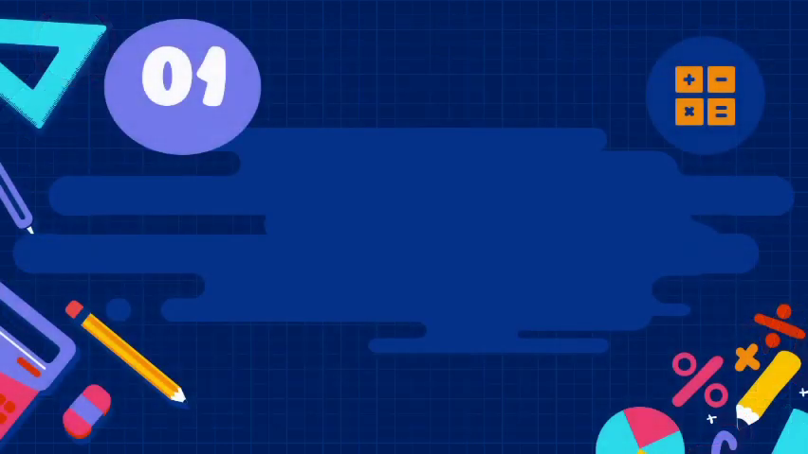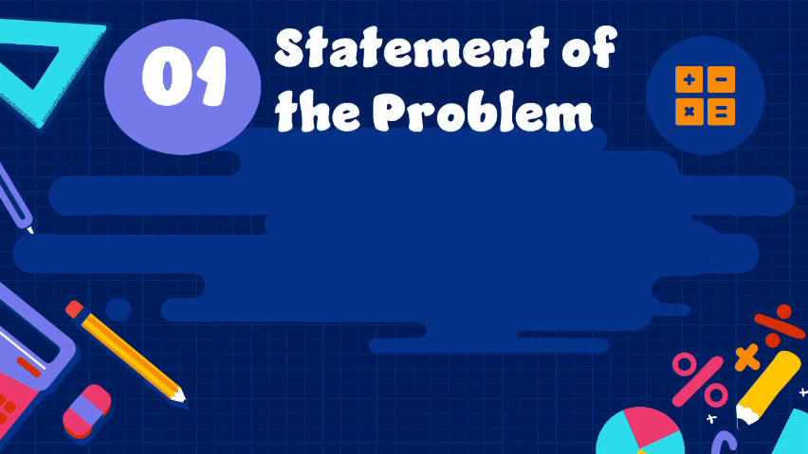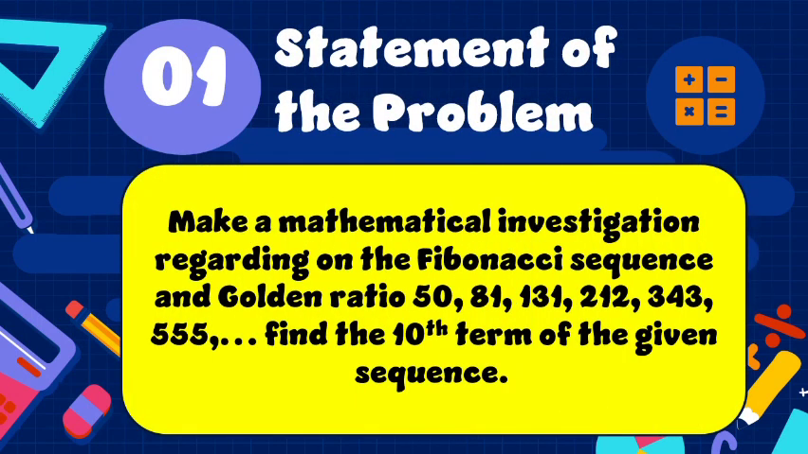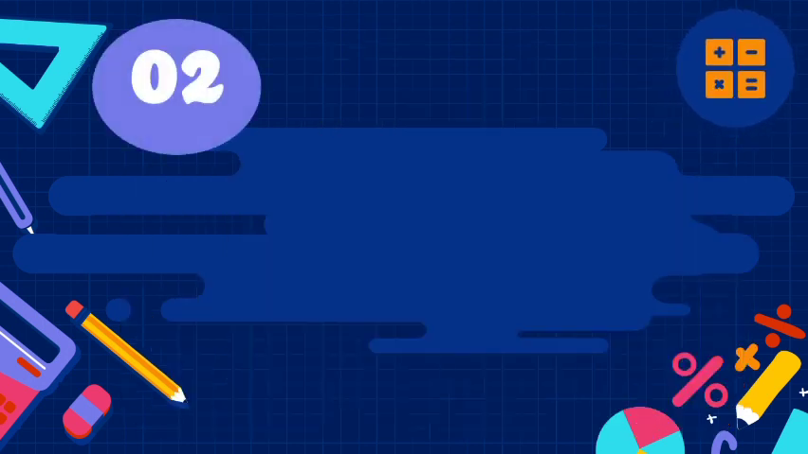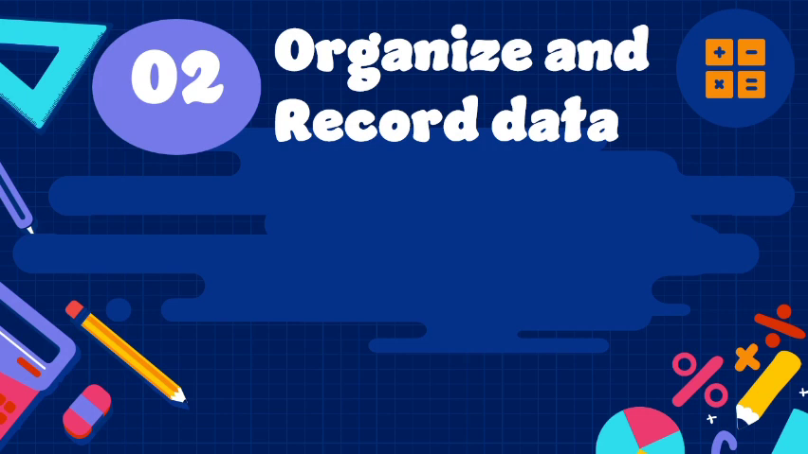First step, statement of the problem. Make a mathematical investigation regarding the Fibonacci sequence and golden ratio: 50, 81, 131, 212, 343, and 555. Find the 10th term of the given sequence. So our next step is organize and record data.